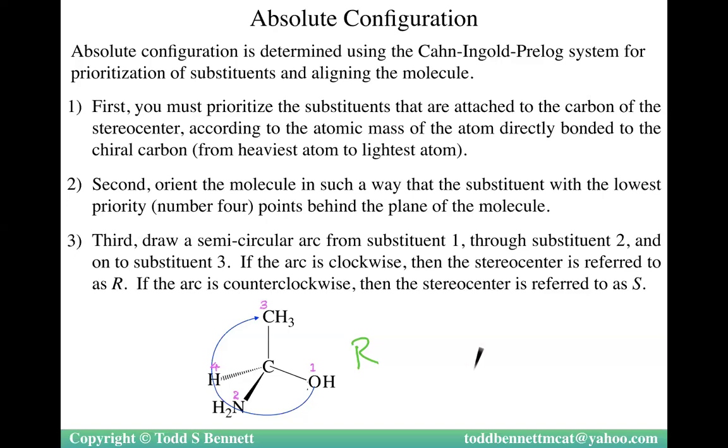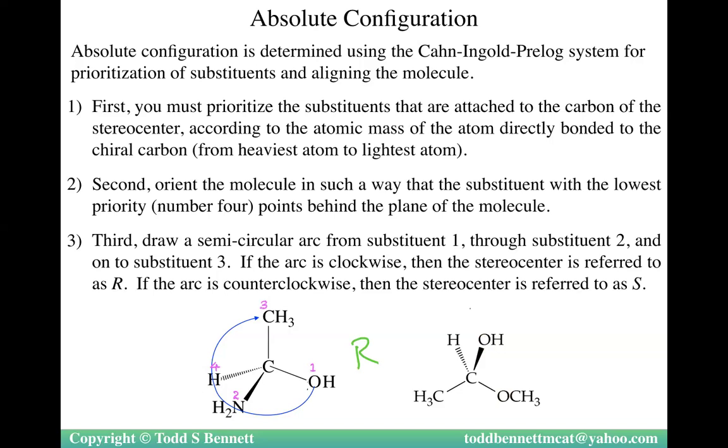Okay, so let's try one more of those. Priority again, O, O, C, and H. So now I have a little bit of trickiness. 4 is H, it's the lowest priority, lowest atomic number. Carbon is going to be 3, but I have 2 O's, so they're the same in terms of the atom.